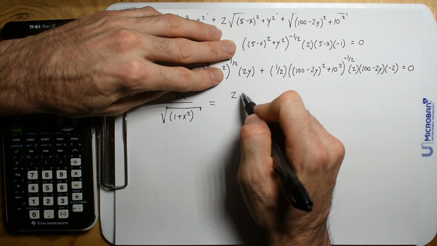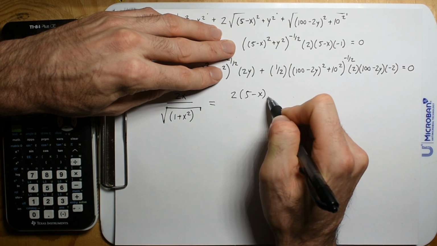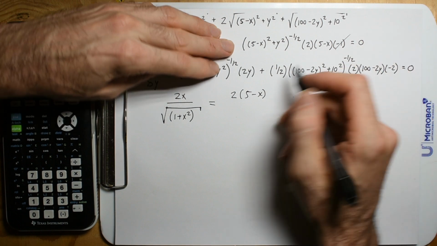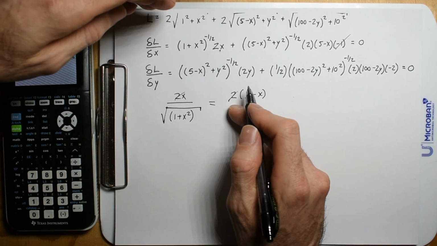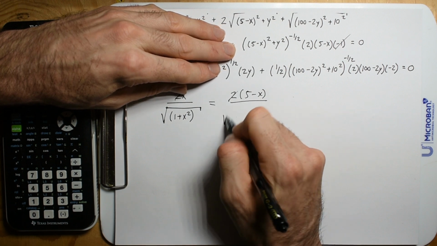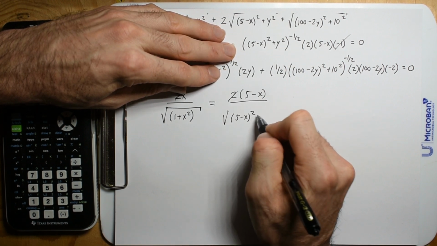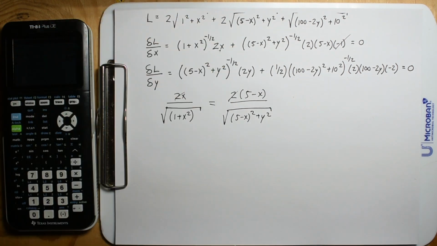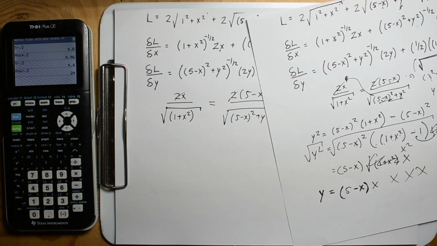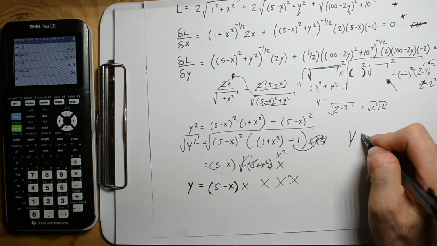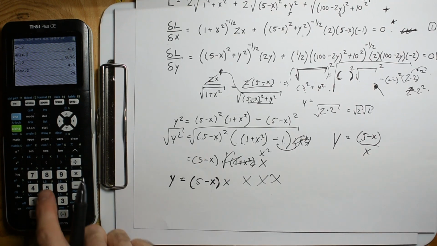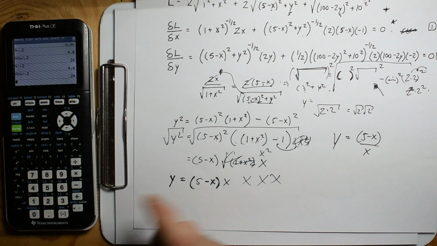So we're going to have 2 times 5 minus x. This negative, because we took it to the other side, that goes away. Both have 2's up top, so those go away. And then we're going to divide by the square root of 5 minus x squared plus y squared. Since I did this the other day, I thought I was going to get something like y is 5 minus x divided by x, and that would work. So 5 minus 0.2 divided by 0.2 is 24.